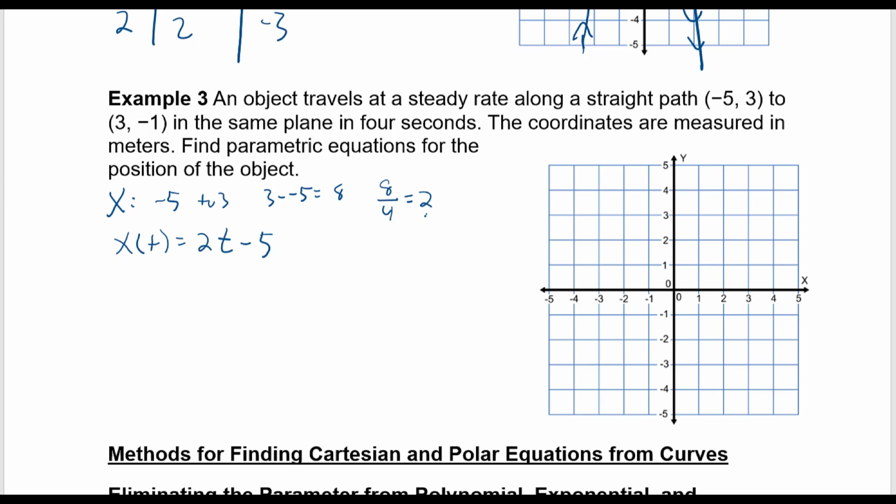Same thing with the y. So y is going from 3 to -1. -1 minus 3 is -4, and -4 divided by the 4 seconds is -1. So that'd be like our slope, so to speak. So y of t is -1 times t plus 3, because that's where it starts. So y of t is -t plus 3.